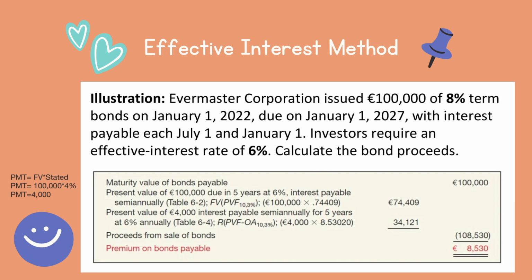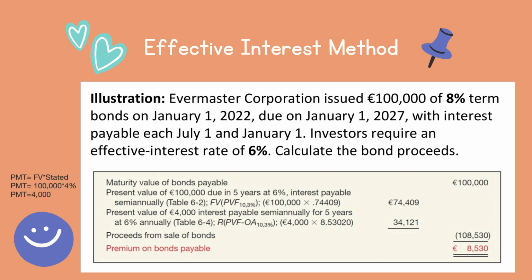When the present value is greater than the face value, we call it premium on bonds payable. When the present value is lower than or less than the face value, the difference will be called discount on bonds payable. Okay, when the present value equals the face value, it means there is no difference. To be amortized, when it is issued at par, we said we don't need the amortization table because there is no difference between present value and face value.